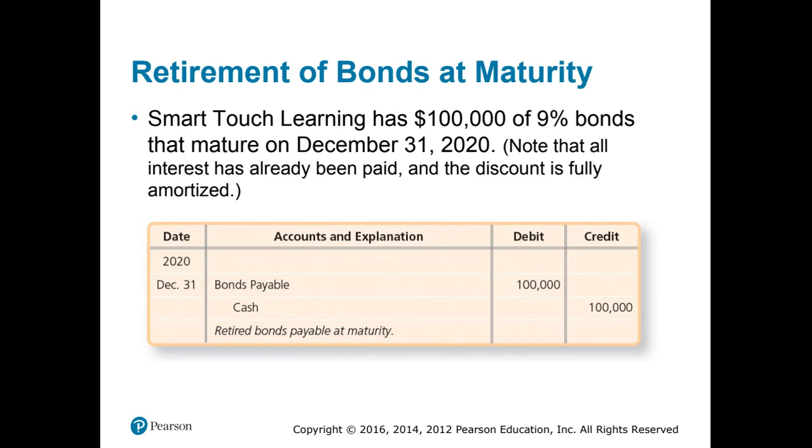Smart Touch Learning has 100,000 9% bonds that mature on December 31st. Note that all interest has already been paid and the discount is fully amortized. So we're going to debit bonds payable for the 100,000, credit cash for the 100,000, and our note is that we retired bonds payable at maturity.